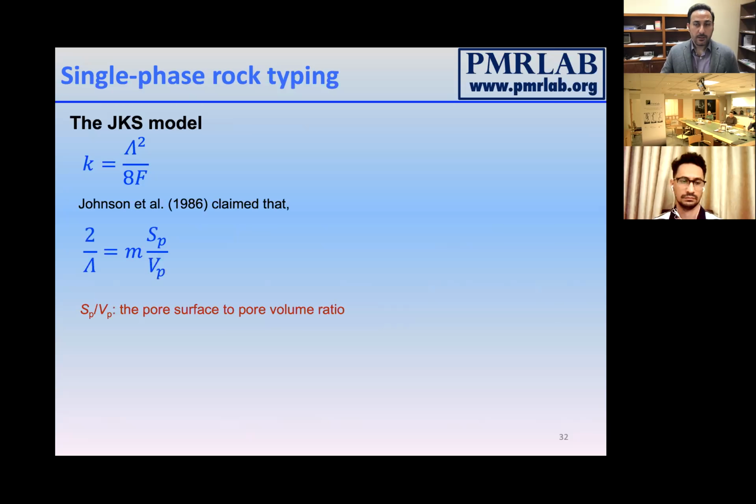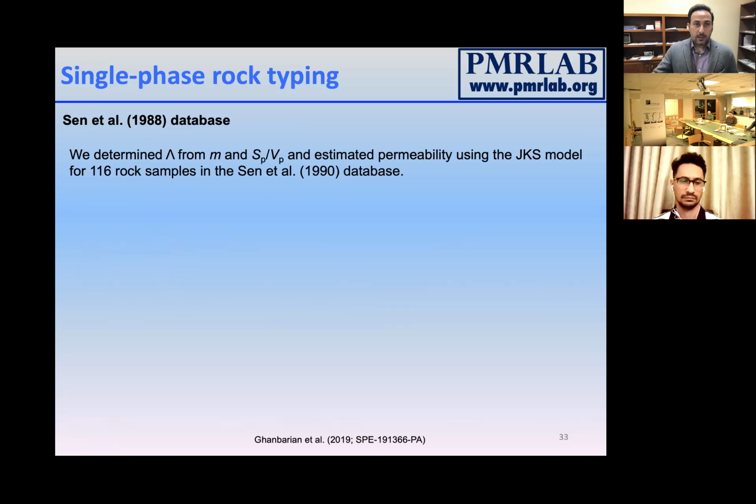So back in 1986, Johnson et al. claimed that characteristic pore size, or lambda, can be related to the ratio of pore surface to pore volume. If that ratio is known and measured, you can estimate lambda from that ratio and also the cementation exponent. Fortunately, for one of the 3 data sets we had, those data are available, and that's for Sen et al. 1988 databases, not for all 140 rock samples, but for 116 samples, that information was available.